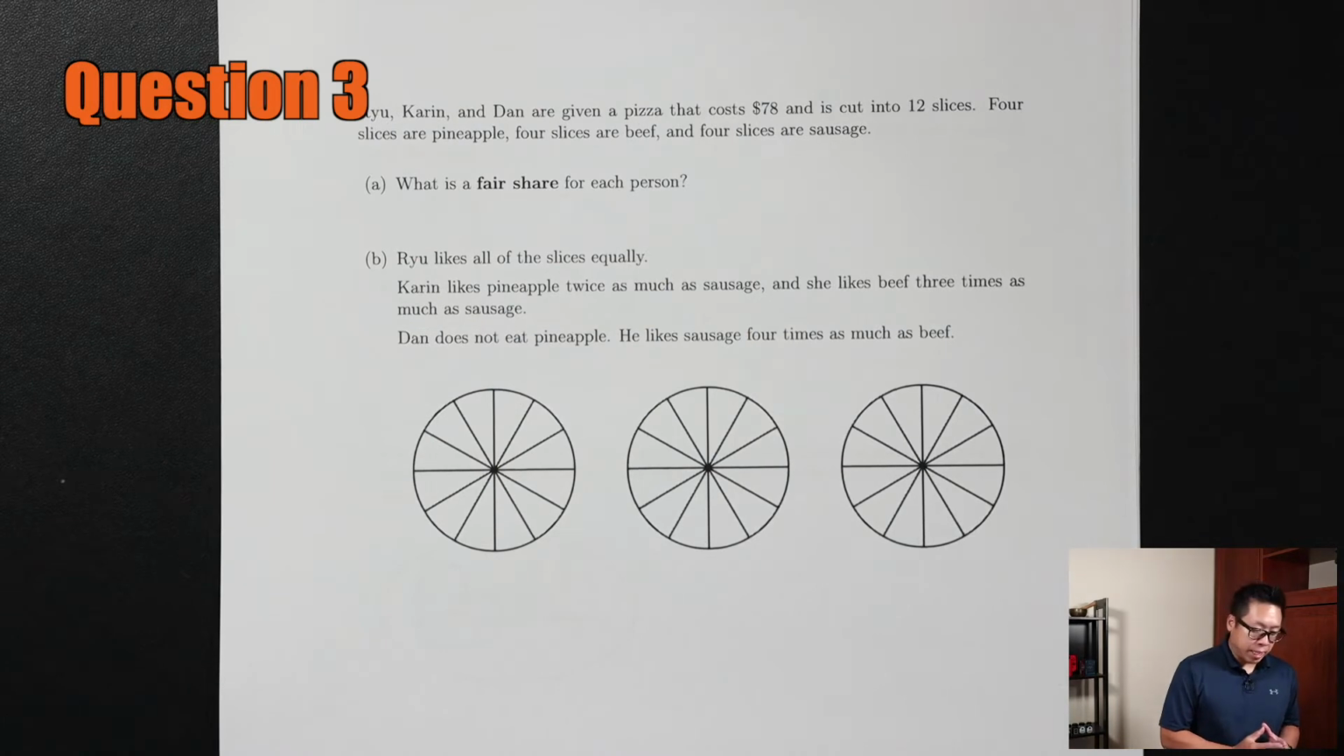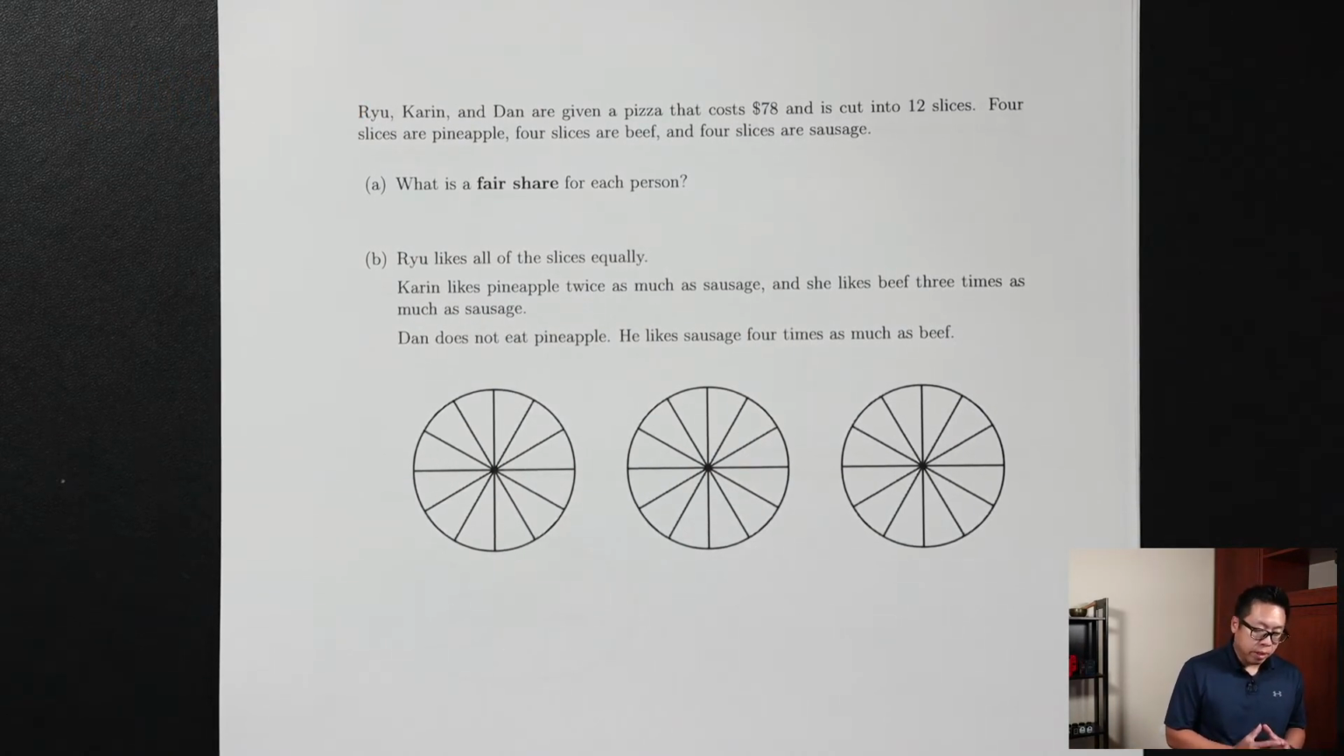Ryu, Karen, and Dan are given a pizza that costs $78 and is cut into 12 slices. 4 slices are pineapple, 4 slices are beef, and 4 slices are sausage. Part A, what is a fair share for each person?